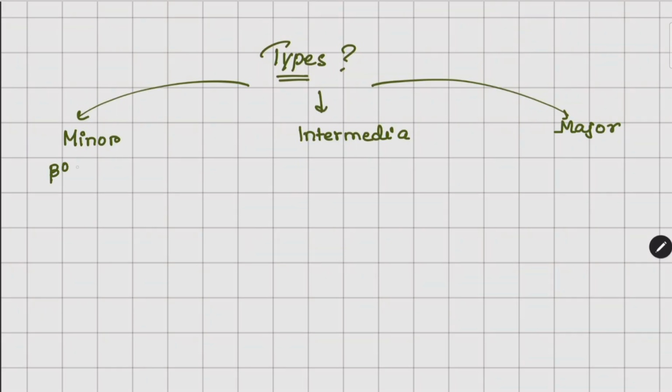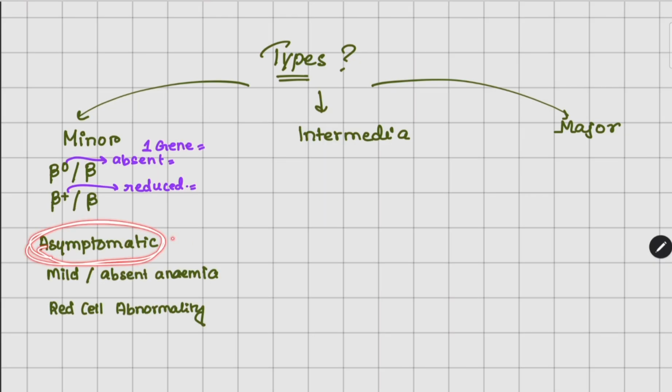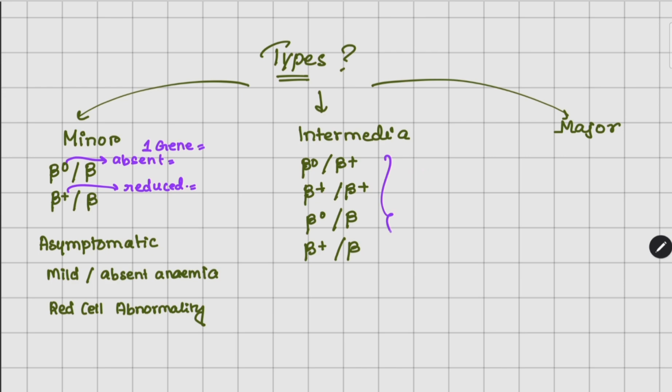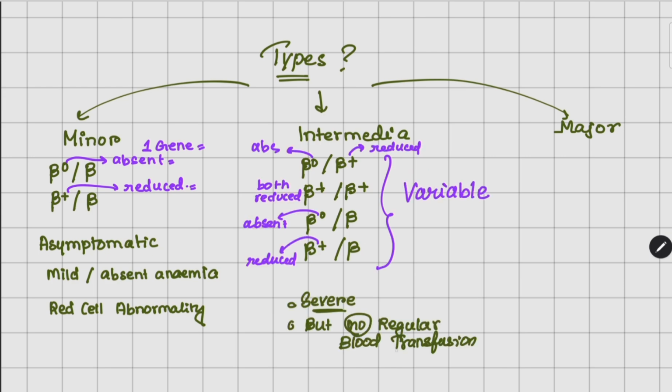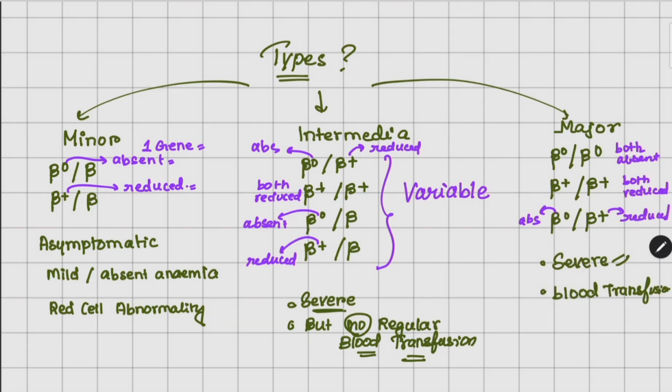In minor beta thalassemia, one beta gene is completely fine and the other one is mutated. So, this can be either asymptomatic or we can have mild anemia along with slight red cell abnormality. Next we have intermediate. Intermediate can have various mechanisms and it shows severe anemia, but the person does not need regular blood transfusions. In major beta thalassemia, both the beta genes are mutated. So the anemia is severe and along with that the person needs regular blood transfusions.